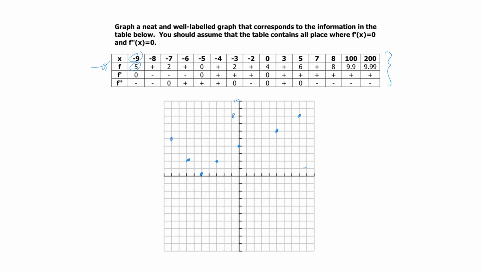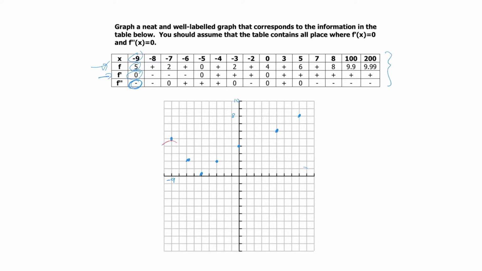Now let's have a look at the first part. What's happening at -9? So here's -9. It seems like here the slope is 0 or flat, meaning there could be a turning point. Well, what makes it a turning point is the following. This one here, the curvature tells you it's curving down. So that means I'll use red, it has to curve down.